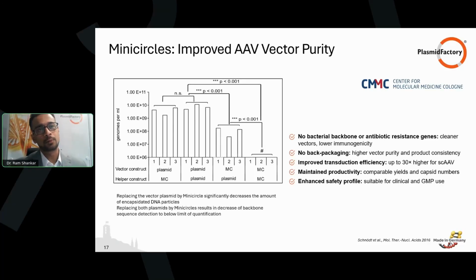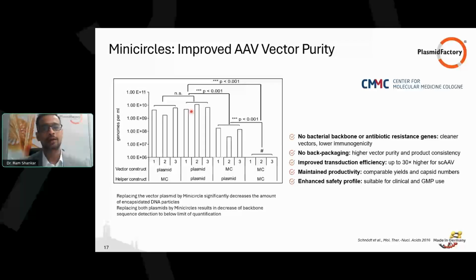This was another collaboration with Hildegard Büning's group at University Hospital in Cologne, where they first tested our 2-plasmid system. You see the vector construct as well as the helper construct. With the combination of vector and helper as plasmids, you detect backbone sequences in your vector particles. The target here was the ampicillin resistance gene, and it is detected at about 10 to the 10, which actually corresponds to about 2 to 4% of the total number of vector particles produced.